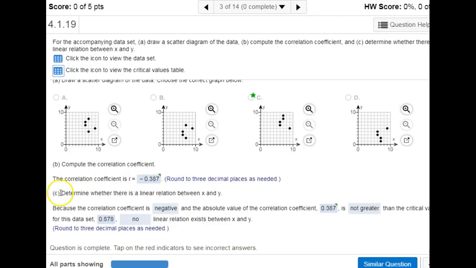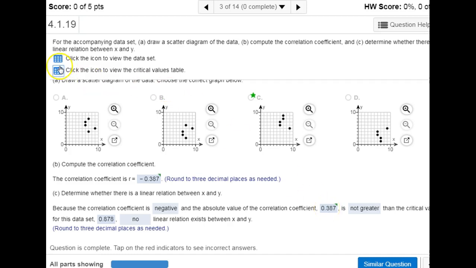And then the final part here is to determine whether there is evidence for a linear relationship between x and y based on that correlation coefficient. So first, just note whether it's positive or negative. In this example, it was negative. But what we want to do to determine whether there's a linear relationship is look at the absolute value of that. So you're going to always enter the absolute value because that's what we're looking at.